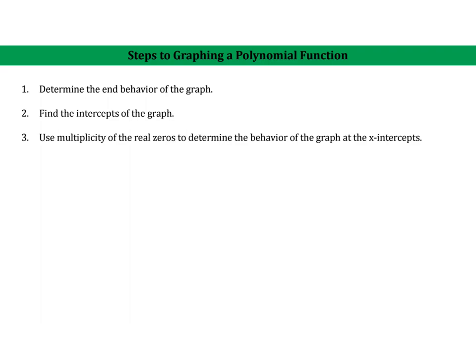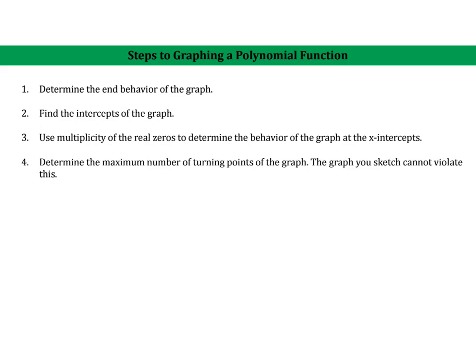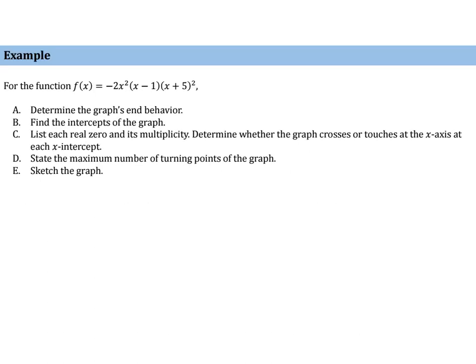And we can look at the multiplicity of the zeros to see what happens at the x-intercepts. Then we know from the degree that the maximum number of turning points is going to be n minus 1, where n is the degree of your polynomial. And this would also correspond to the relative extrema that you have. And then we can choose x values between and beyond any x-intercepts. So let's take a look at an example.